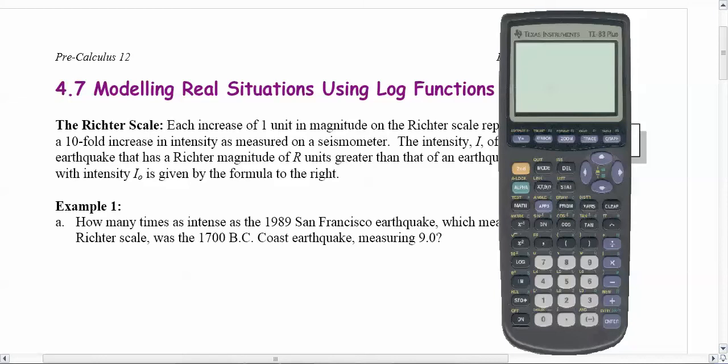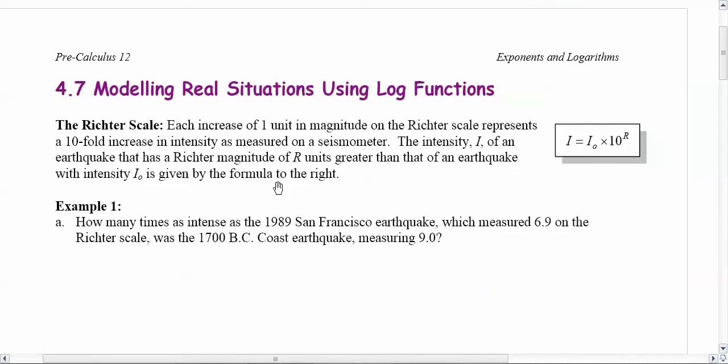So today we're looking at modeling real situations using log functions. Surprisingly, logs can be used for all sorts of real situations whenever we have large exponential growth, whenever one value is much greater than another.